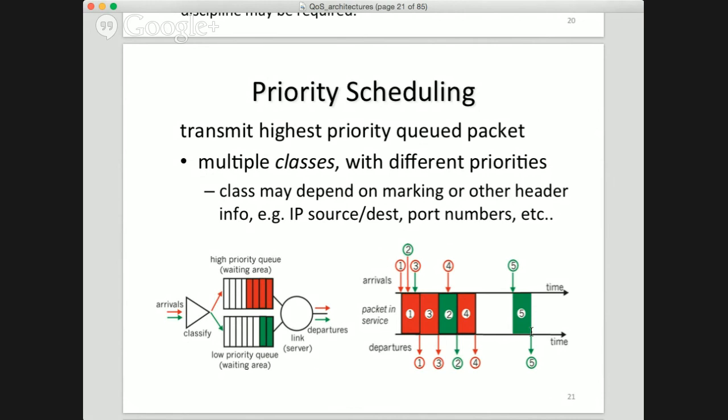So here I have two classes, one which is the red one, which is high priority traffic, and one which is the green one, which is low priority traffic. Once I get to my router, I classify them, I split them into two separate buffers, and I'm going to serve the red buffer first. If there is nothing in the red buffer, then I serve the green buffer. And you have on the right-hand side a simple example where you see arrivals of packets, which one gets served, and the departure. And you basically see, for example, that packet 3, which is red, so it's actually high priority, arrives after packet 2, which is green, so low priority, but it actually gets served before.